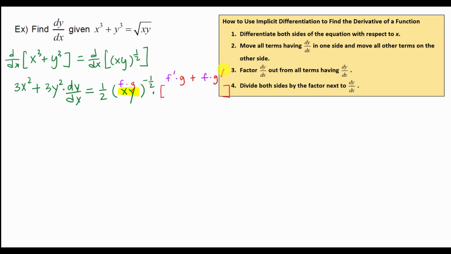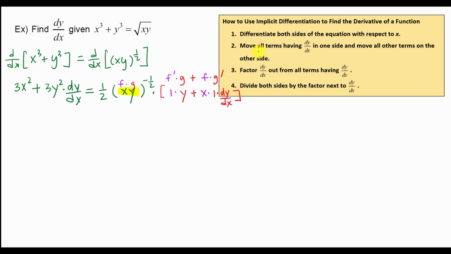So you take the derivative of x, we're taking with respect to x, so that will be just 1 times g, you just copy, so it is just y, plus f, you just copy, which is x, times g prime. Now I'm taking the derivative of y with respect to x, so y is a function of x again. So the derivative of y will be 1, but I need to multiply by dy/dx.